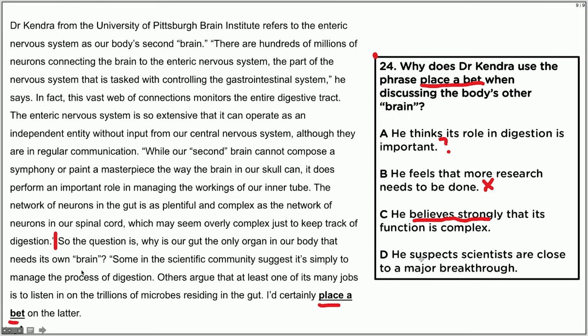But let's eliminate D just to make sure. He suspects scientists are close to a major breakthrough. Well, it just doesn't really say that in the paragraph itself. So we've eliminated B and D, and we're not quite sure about A, and we're quite happy with C. On test day, I would choose C and go with that.